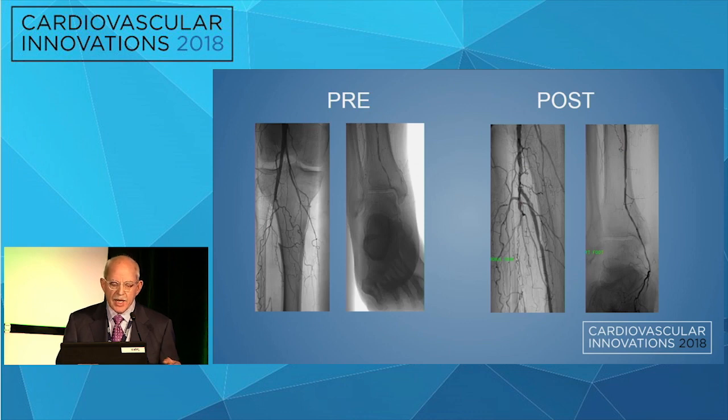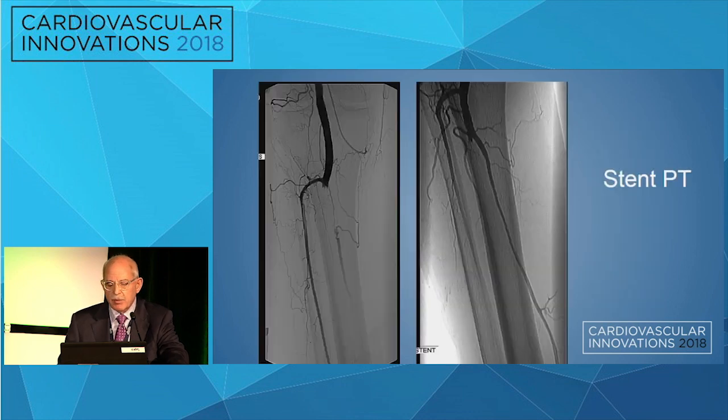So again, just some examples, pre and post. This was done antegrade, just basically trying to reestablish flow. In this case, the posterior tib was the only vessel that we could reestablish into the foot. Here's a short segment occlusion of a tibial peroneal trunk. You see the anterior tib, you see that short segment. We used a coronary drug-eluting stent in this case to reestablish a posterior tib that allowed complete inflow.